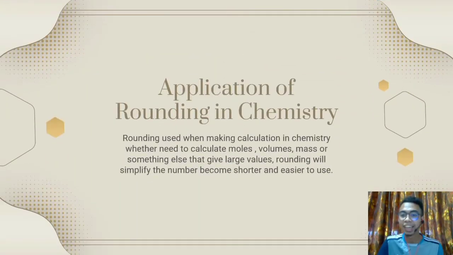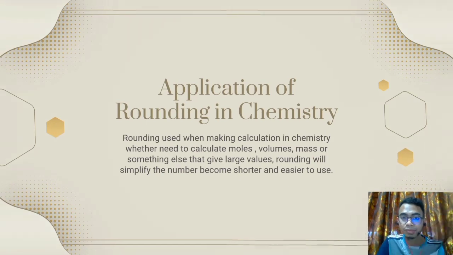Next, I would like to tell about the application of rounding in chemistry. Usually we use rounding when we are in the laboratory or make some calculation of moles, volumes, and mass, or something else that gives large values. We highlight that they give large values. Rounding will simplify the number, making it shorter and easier to use.